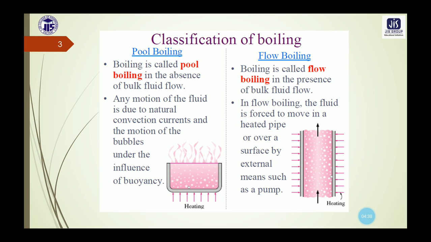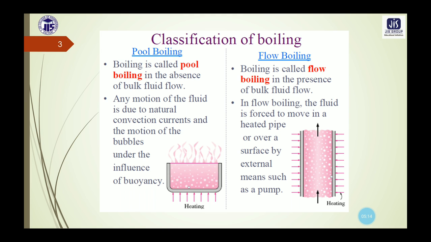Next we will discuss the classification of boiling. There are actually four different kinds of boiling heat transfer phenomena. First is pool boiling. This boiling is called pool boiling in the absence of bulk fluid flow. What happens here is that any motion of the fluid is due to the natural convection currents and the motion of the bubbles under the influence of buoyancy. The concept of buoyancy we have already studied in the fluid mechanics part.